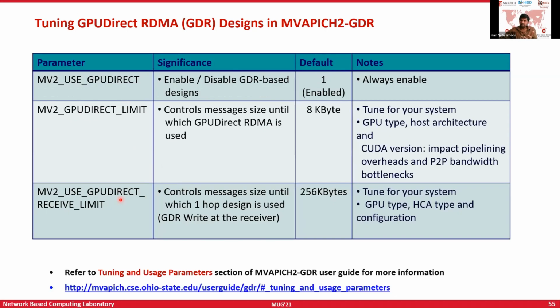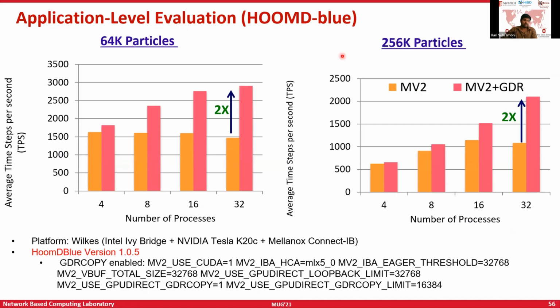Now, why are we providing all of these environment variables to you? We have tuned all of these variables on a bunch of different systems, but there could be a new system that you have where these are probably not the best. That's why we are exposing these environment variables to you, so that in case the default tuning is not good enough, you can play around with some of these to see if it helps you improve the performance. Through all of these efforts, we were able to improve the performance of applications like HOOMD-blue, which is a molecular dynamics application out of the University of Michigan, by a significant margin for a different number of processes.